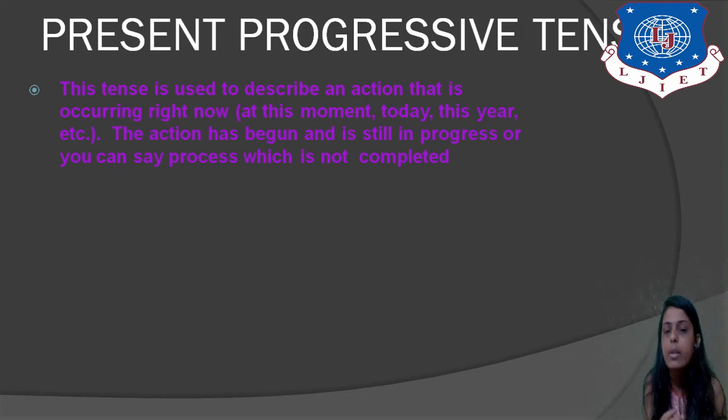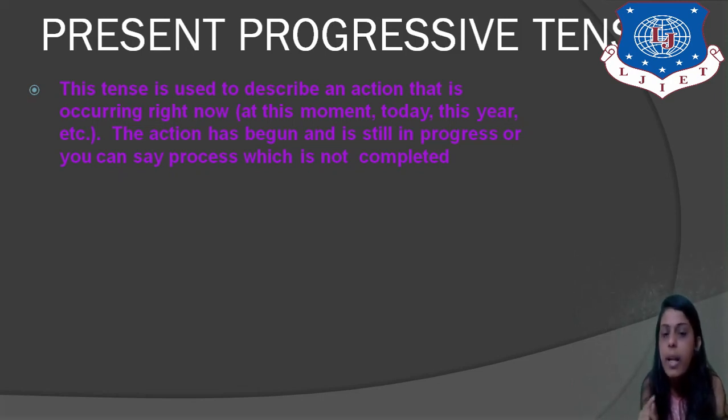Suppose I tell you that I am talking. What I am doing right now is teaching you people. So what I have done is added -ing to the verb, like teach to teaching. The action is happening right now. I am teaching the class, fine? The action has begun and is still in progress, or you can say the process is not completed. Right now the process of teaching is not completed. I am still taking your lecture.